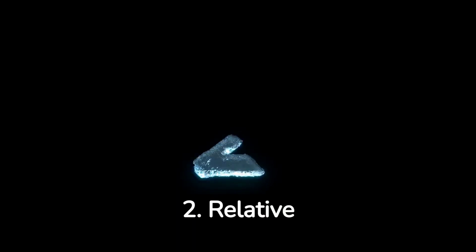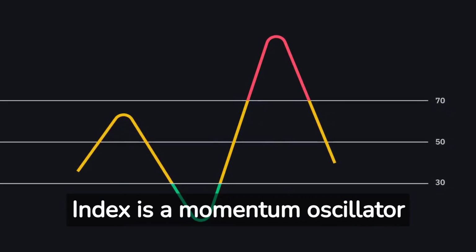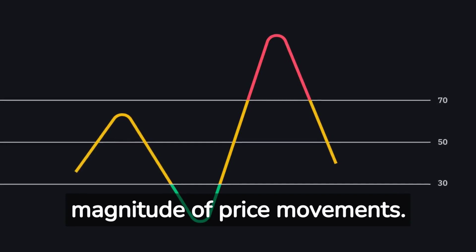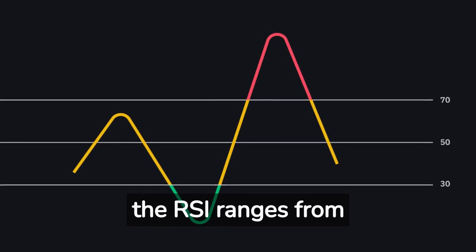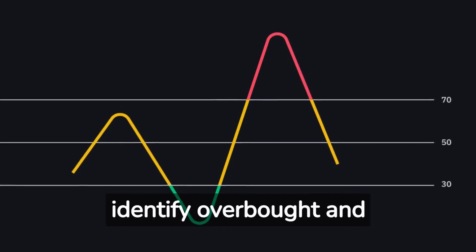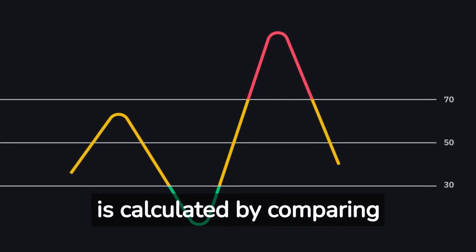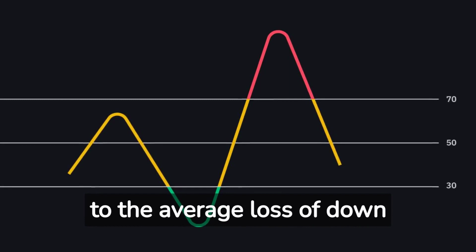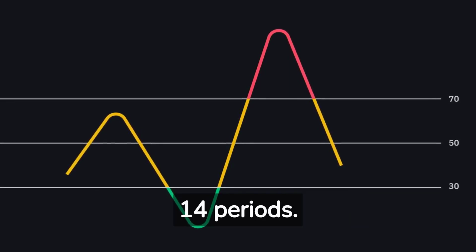2. Relative Strength Index, RSI. The Relative Strength Index is a momentum oscillator that measures the speed and magnitude of price movements. Developed by J. Wells Wilder, the RSI ranges from 0 to 100 and helps traders identify overbought and oversold conditions. The RSI is calculated by comparing the average gain of up periods to the average loss of down periods over a specified time frame, usually 14 periods.